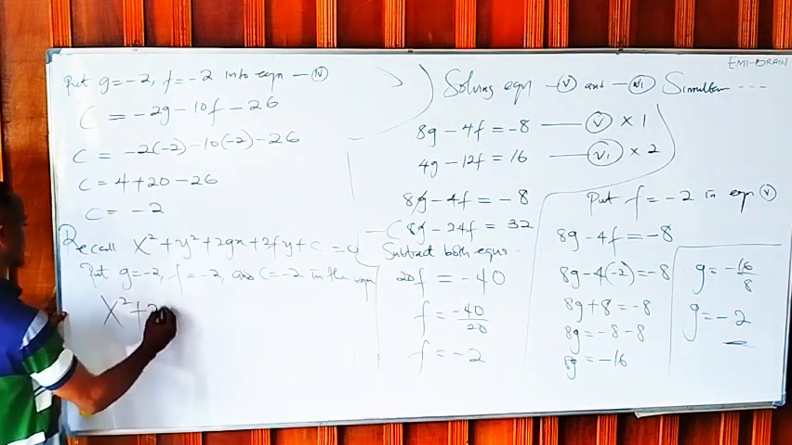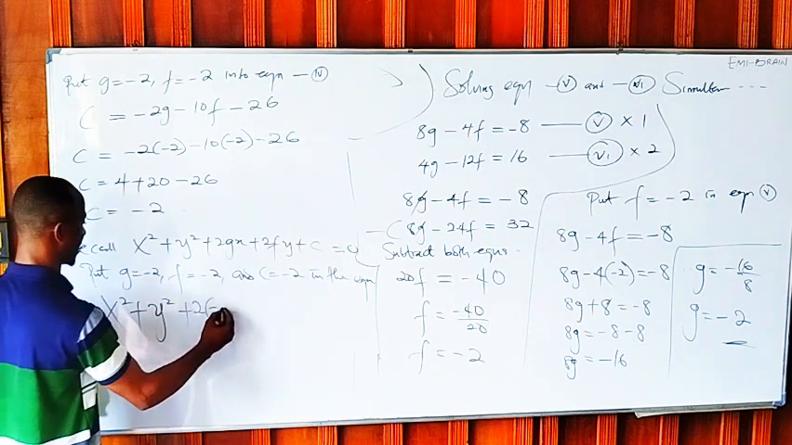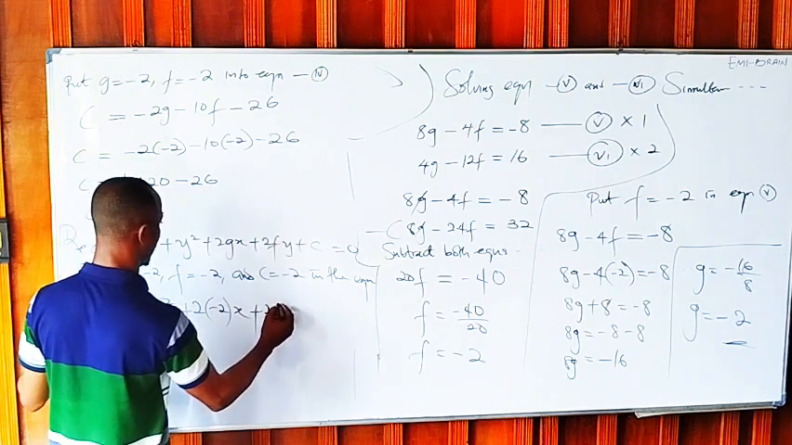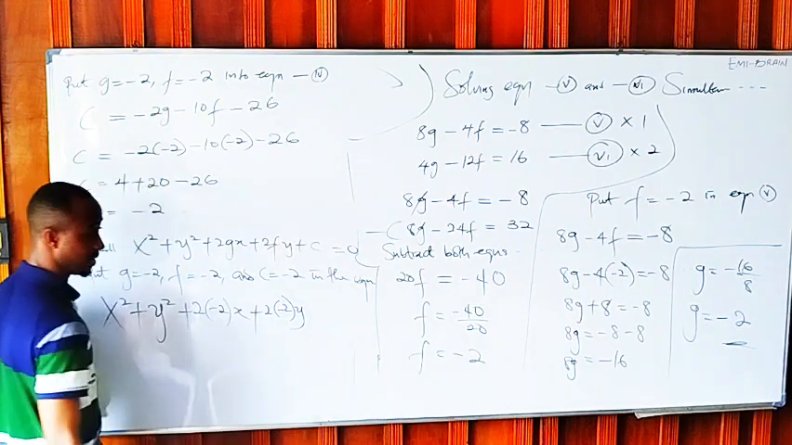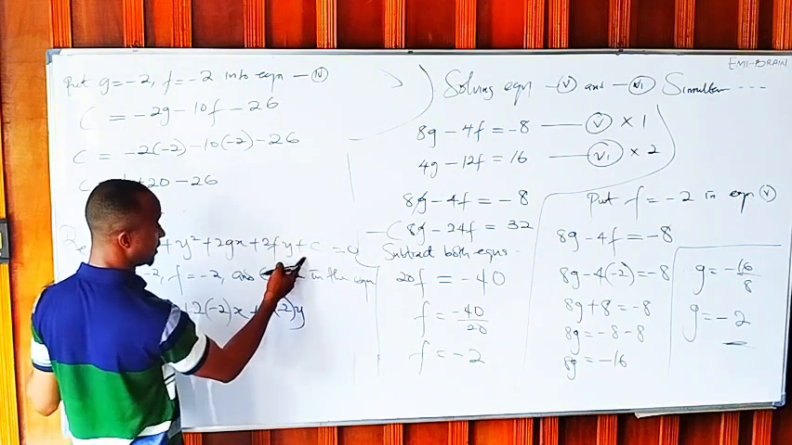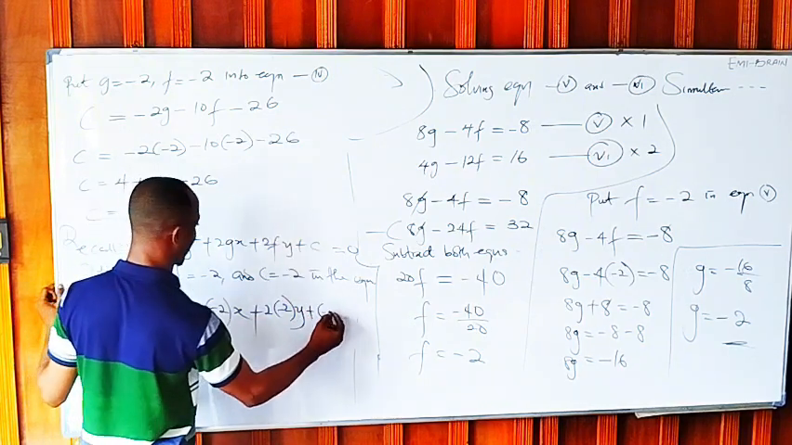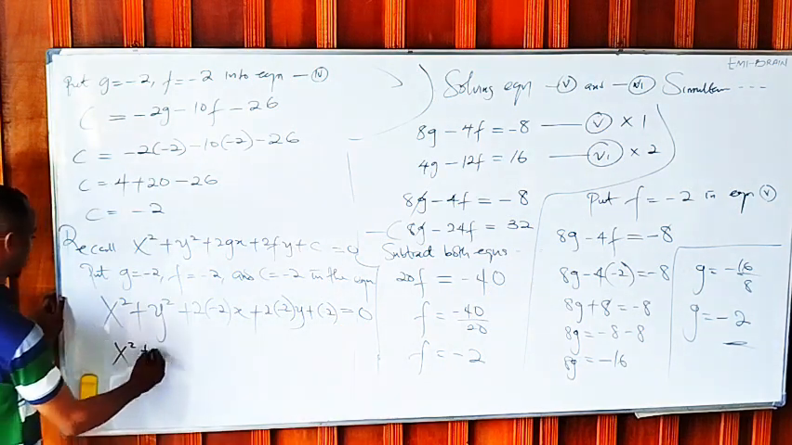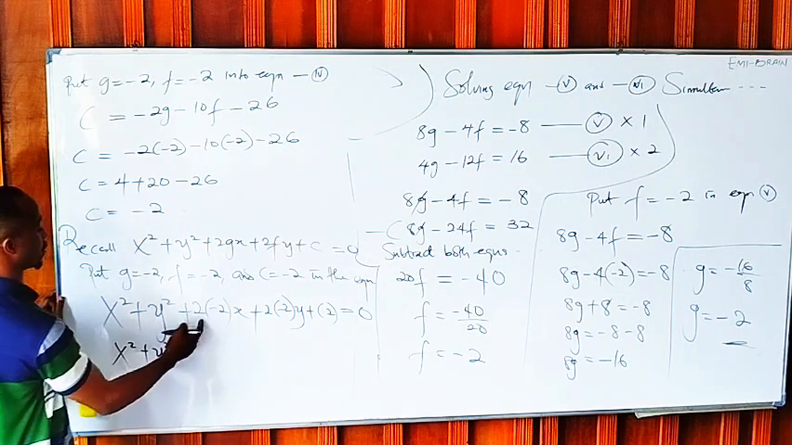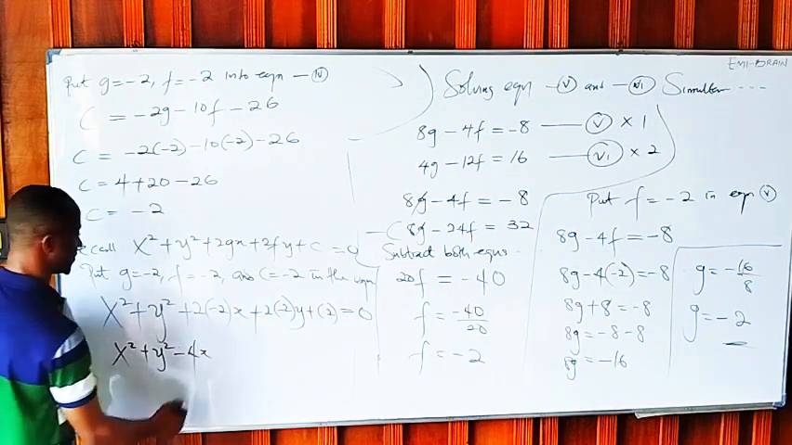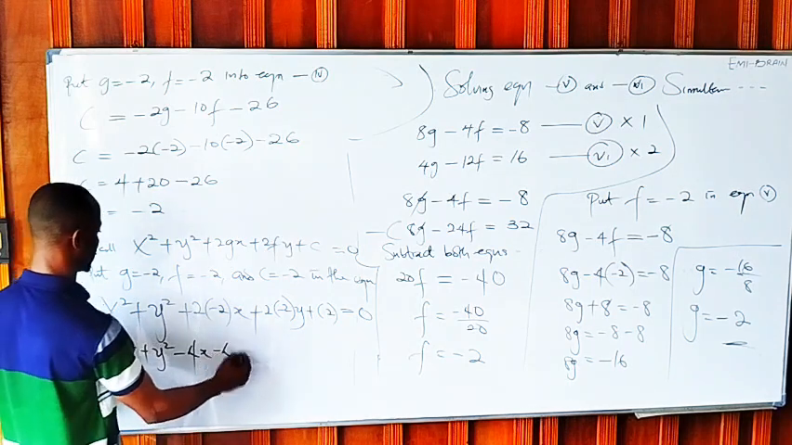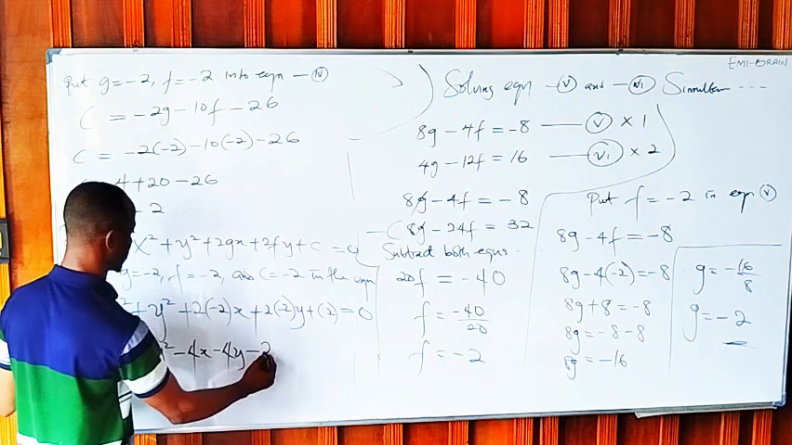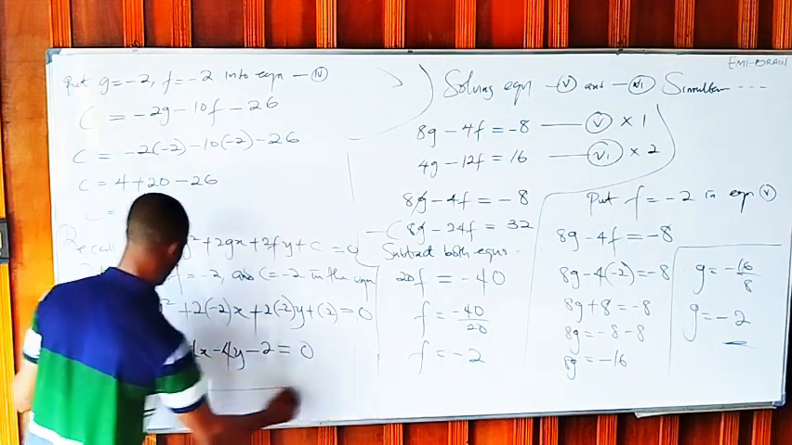We go x squared plus y squared plus 2 times minus 2x, is it not? Plus 2 times minus 2y, is it not? Plus C, plus minus 2, equals 0. This will give us x squared plus y squared. Minus 2 times 2 is minus 4x. Minus 4y. Minus 2 equals 0. This is the equation we are looking for.